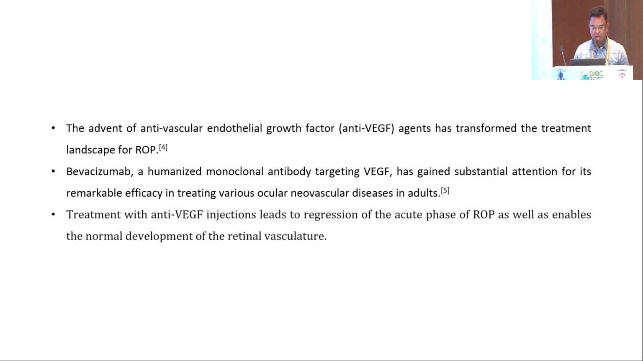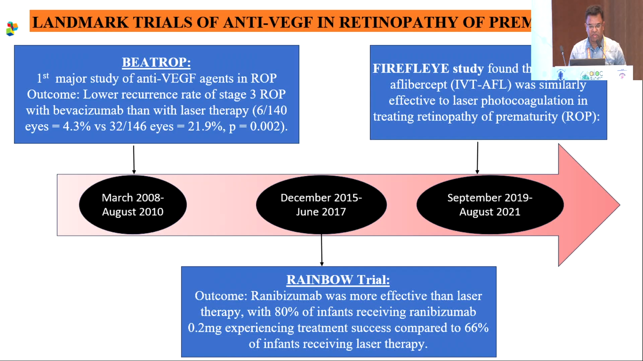landscape of ROP. Bevacizumab, a humanized monoclonal antibody targeting VEGF, has gained substantial attention for its remarkable efficacy in treating various ocular neovascular diseases in adults. Treatment with anti-VEGF injection leads to regression in the acute phase of ROP, and it also enables the normal development of the retinal vasculature.